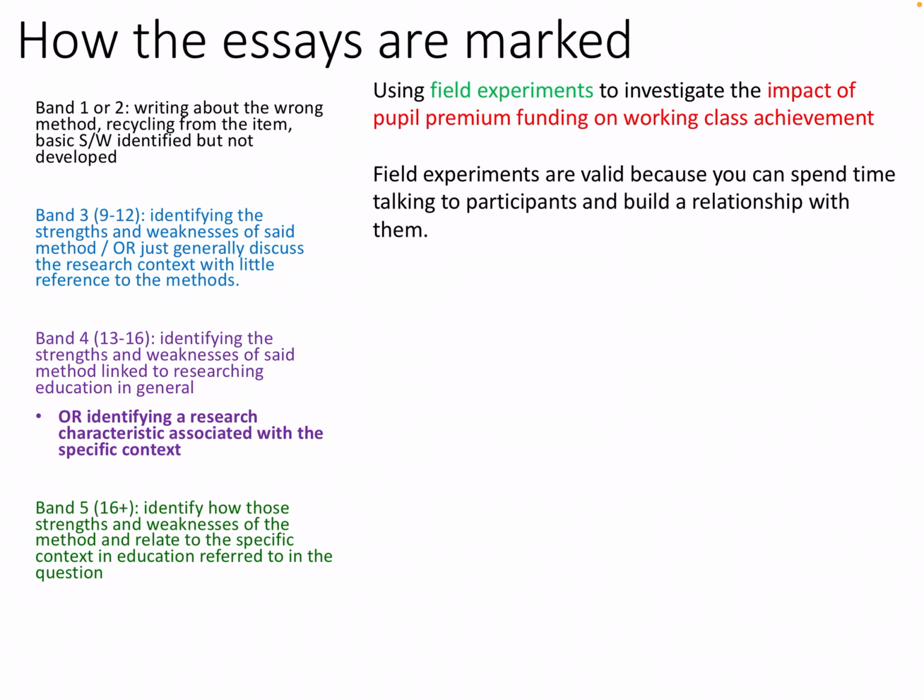Band 3 is when you identify the strengths and weaknesses of the method, or just generally discuss the research context with little reference to the method. So here's an example of a band 3. Field experiments are very time consuming, as you have to spend a lot of time watching participants. Not developed, so probably low band 3.